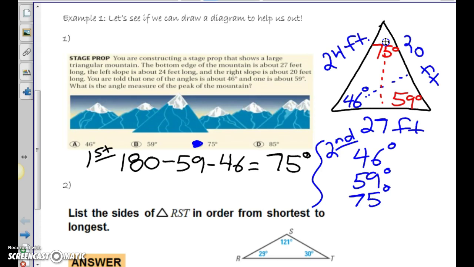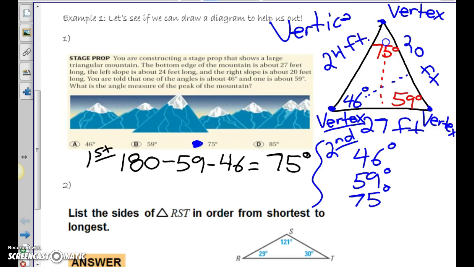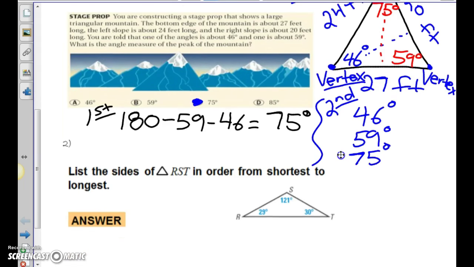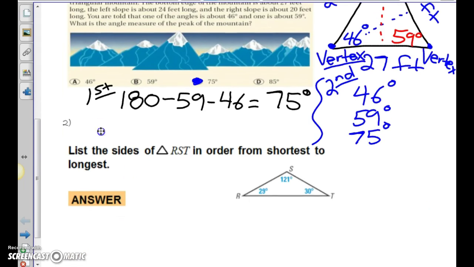Remember also, sometimes in problems, you're going to hear these three main angles in your triangles are going to be your vertexes, okay? So you got a vertex here, a vertex here, and a vertex here. Remember sometimes in the plural form it's going to be vertices, all right?